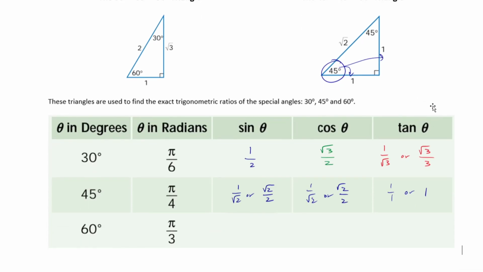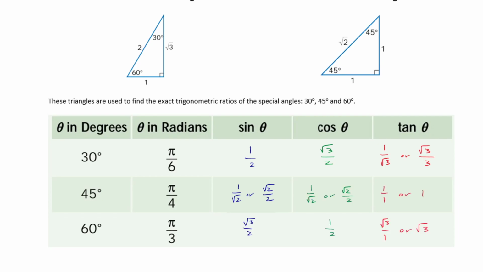We can take a second and fill in 60 degrees all on our own. The following are the answers for the sine, cos, and tan for 60 degrees.